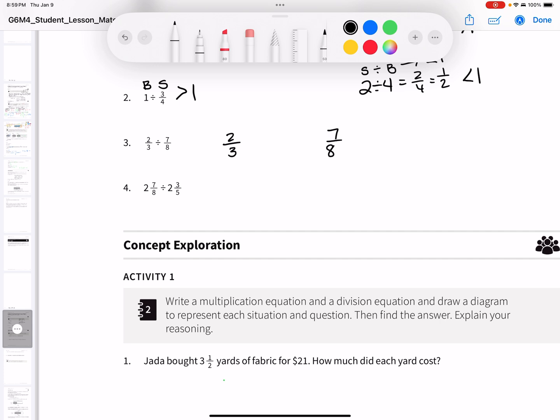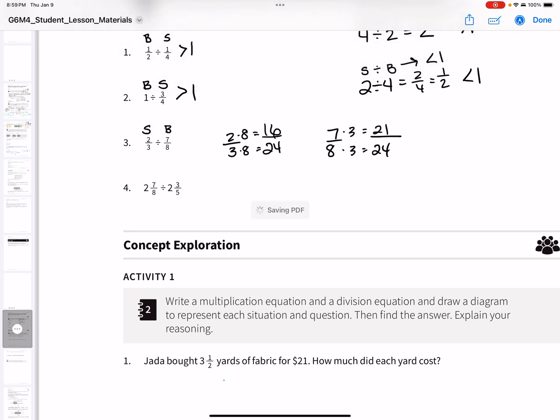And the common multiple between 3 and 8 is, let's just do 24, right? So 8 times 3 is 24. 7 times 3 is 21. And then 3 times 8 is 24. And 2 times 8 is 16. So you can see when we get them into common denominators, 7/8 is the bigger number. So you have a smaller number divided by a bigger number. And when that happens, our answer is going to be less than 1.